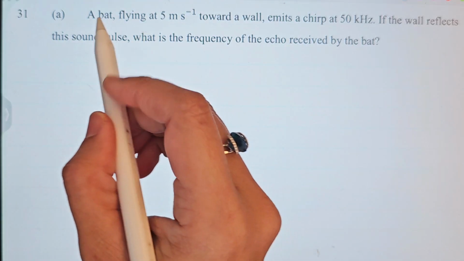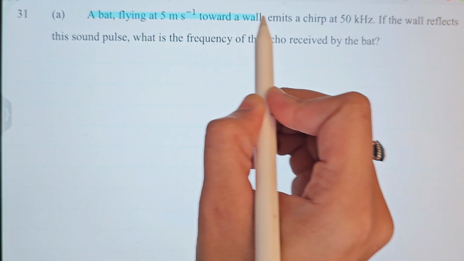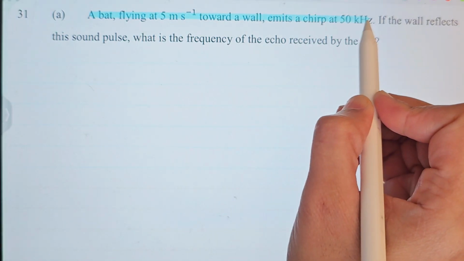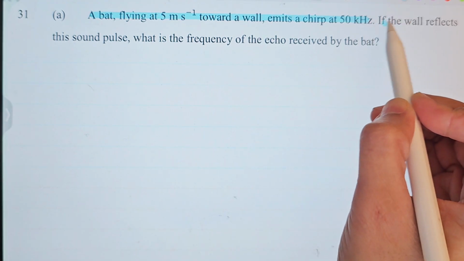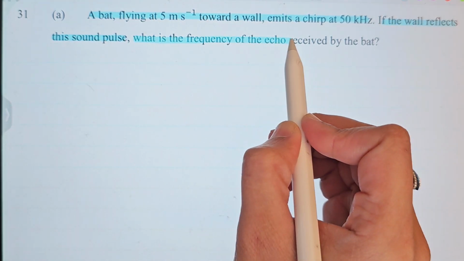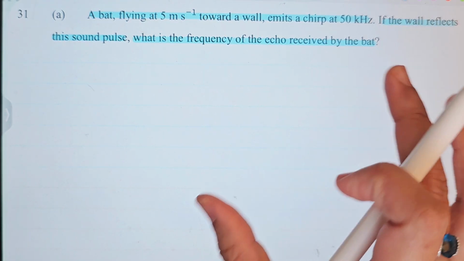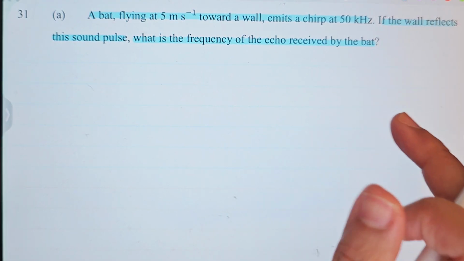For question number 31, we have a bat flying at 5 meter per second towards a wall, emits a chirp at 50 kilohertz. If the wall reflects this sound pulse, what is the frequency of the echo received by the bat? Now this situation requires some sketching. So let's do the sketching.